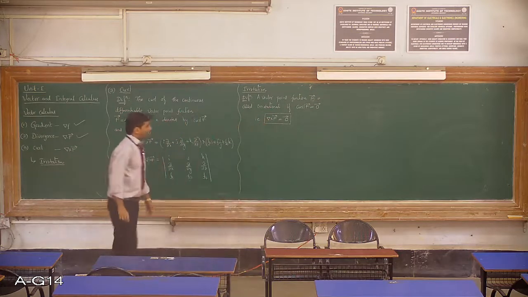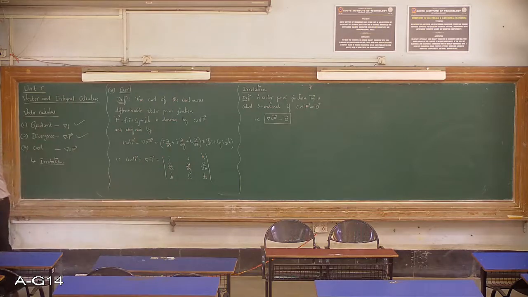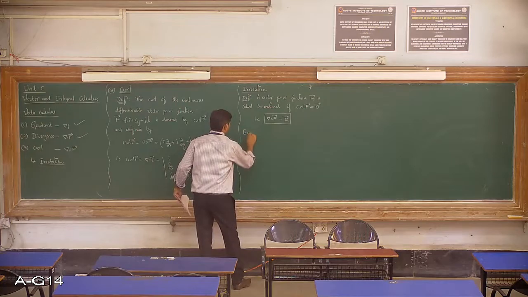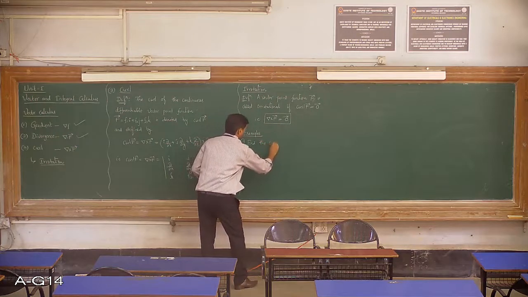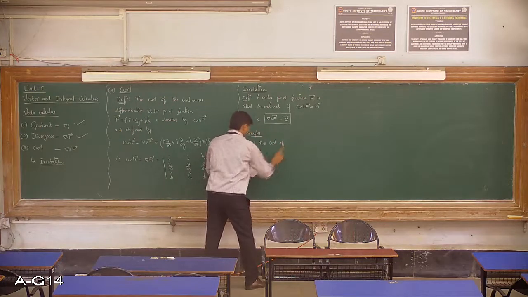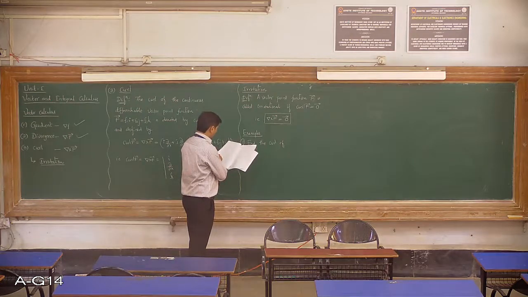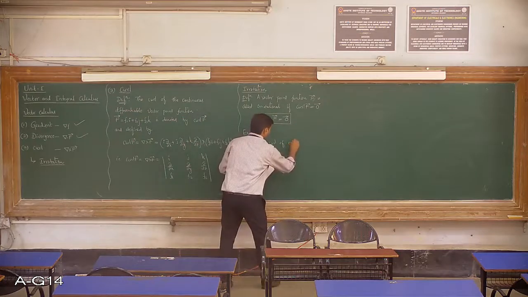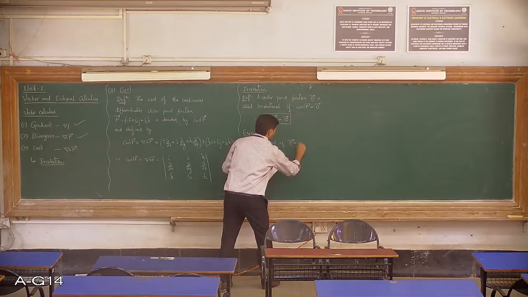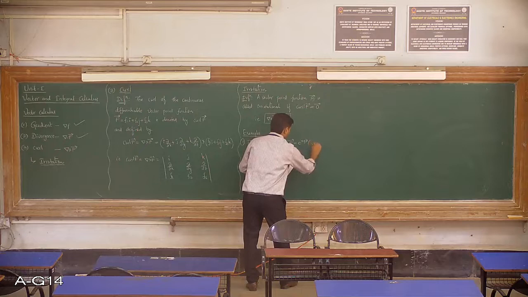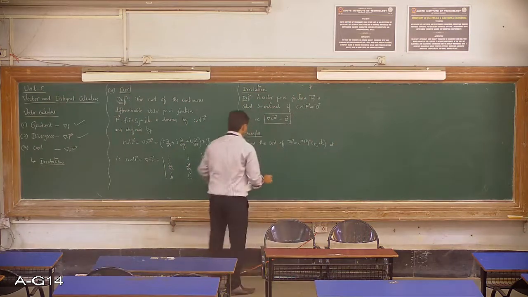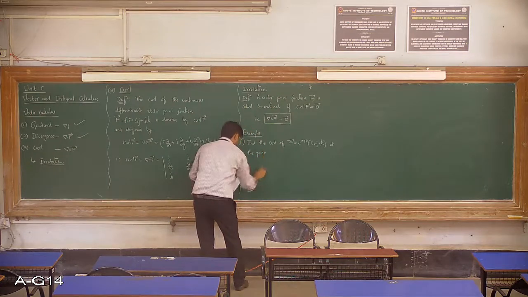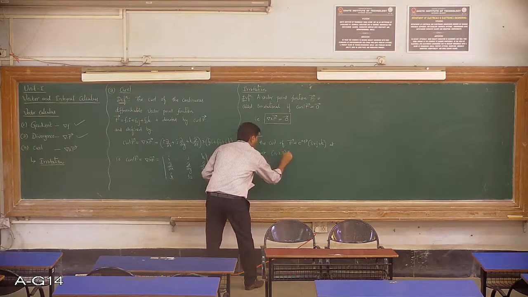So now we shall see the examples on this curl. The first example I am taking here is: find the curl of f is equal to e to the power xyz times the bracket i plus j plus k, at the point (1, 2, 3). So this is the example.